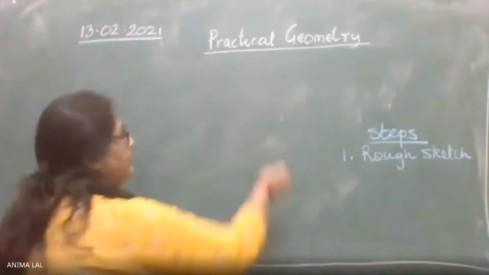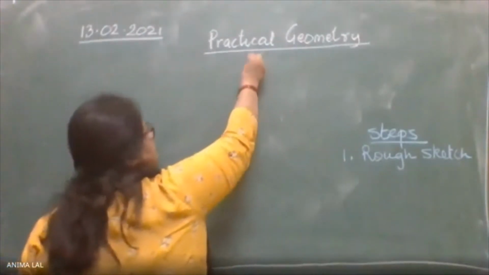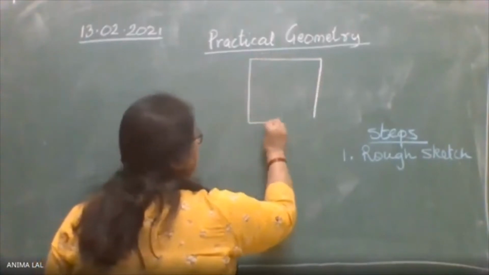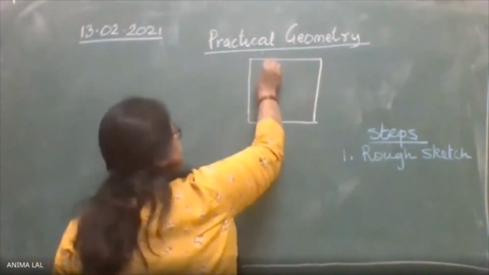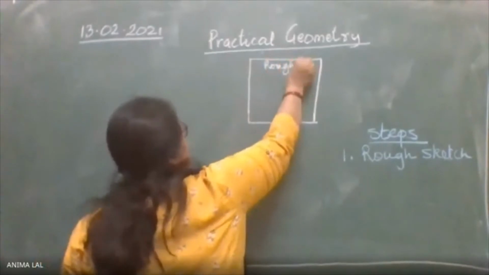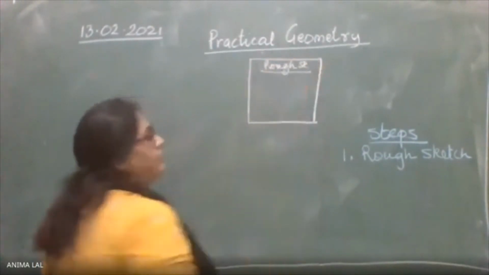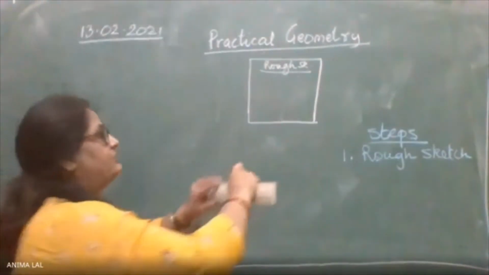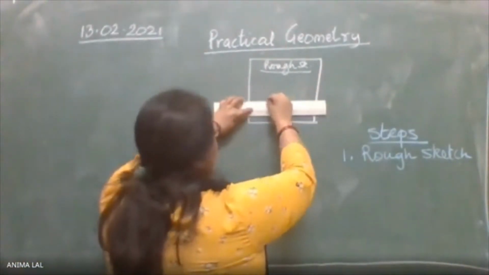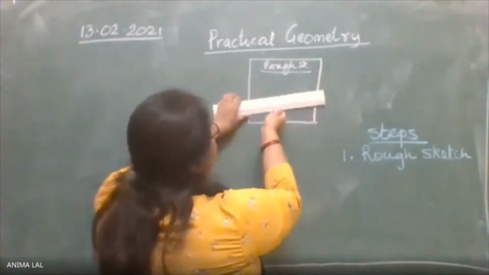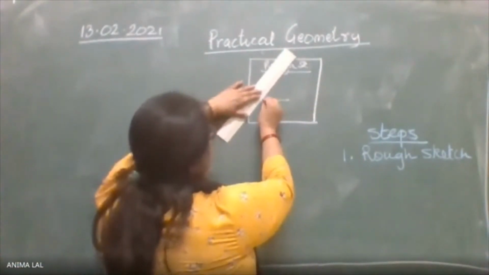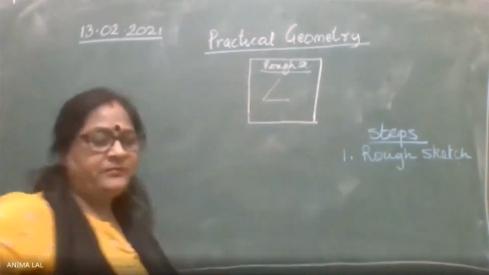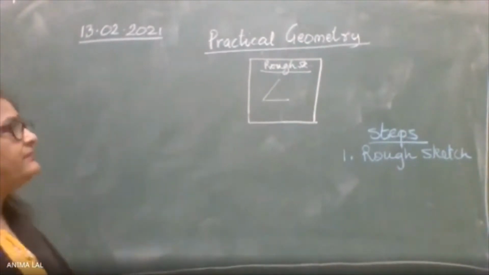Okay. When we are drawing the rough sketch, we usually draw it on the top right hand side corner. This will be your rough sketch. To draw the rough sketch, just use your ruler and your pencil. Only thing you should remember is 60 degree is an acute angle. So your angle should look like an acute angle. Okay? It should look like an acute angle.